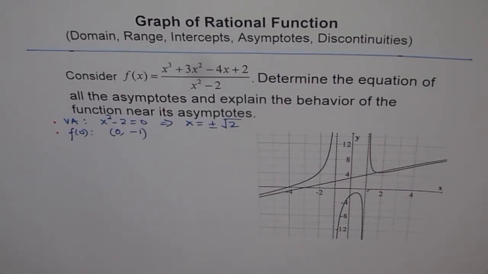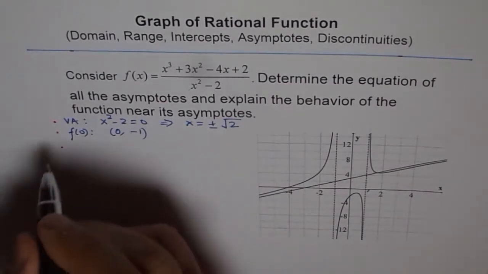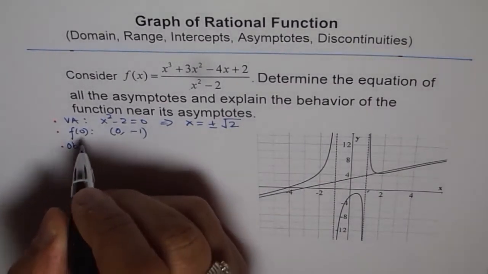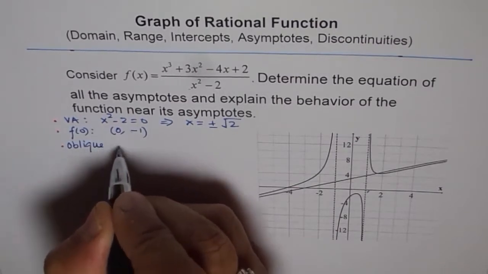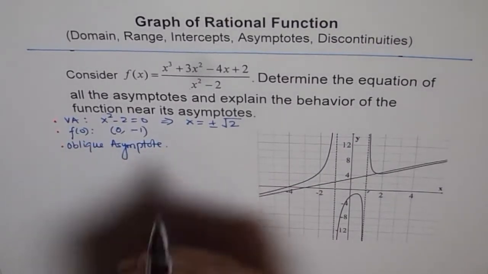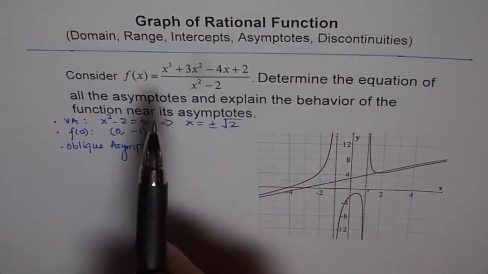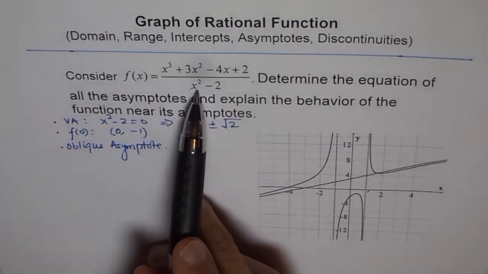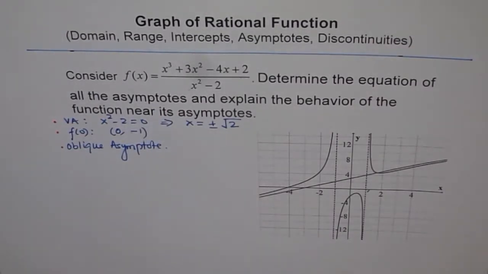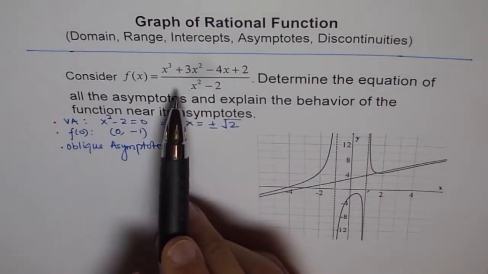Now, the other thing which you want to know is the oblique asymptote. So how will you find the oblique asymptote? Do we have one? Yes, we do, because the numerator degree is 1 higher than the denominator. There is no horizontal asymptote here, but there is one oblique asymptote since the numerator degree is 1 more than the denominator.